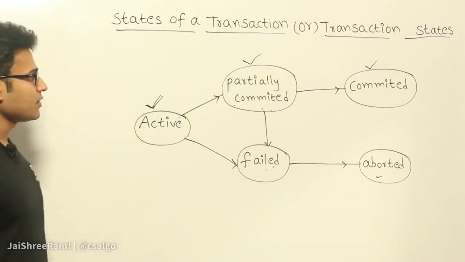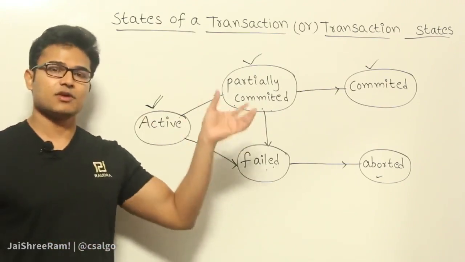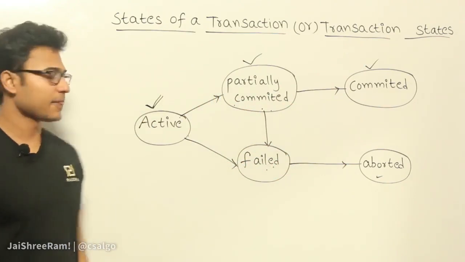Got it? So whenever we commit a transaction, it means that whatever changes are made by the transaction are permanently written onto the hard disk, and the changes are going to be there forever. Okay, fine.